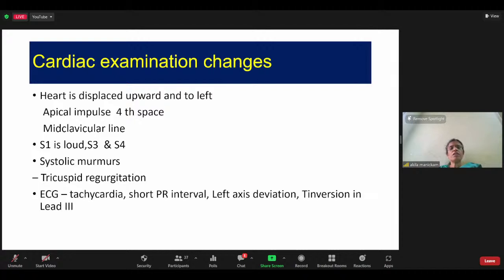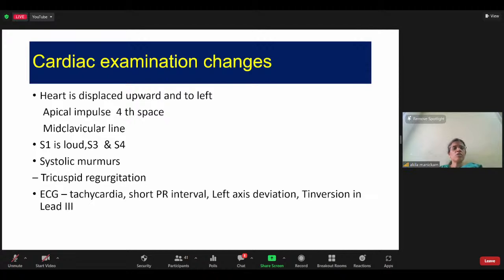And when we look at the systemic changes, going to the cardiovascular changes, now looking at the anatomy of the heart, how is the heart positioned in the precordium? Because of the growing size of the uterus, the heart is displaced upward and to the left. So when you want to do a physical examination and locate the apical impulse, it is located at a higher level, at the level of the left fourth intercostal space, and it lies in the mid-clavicular line.